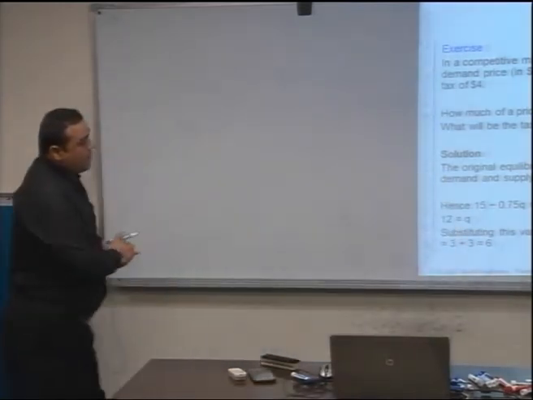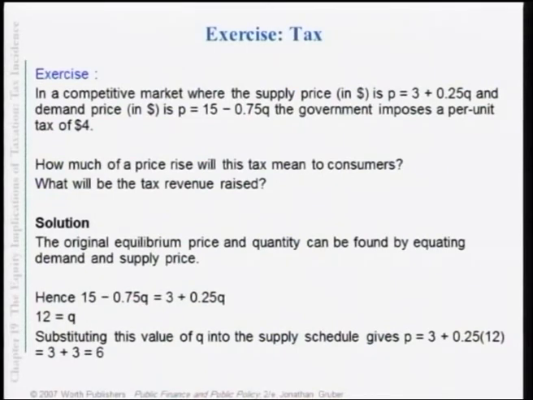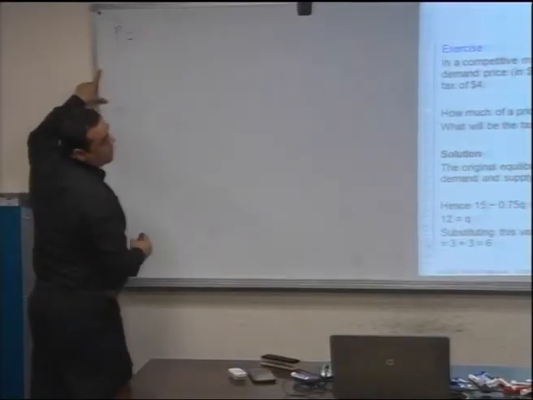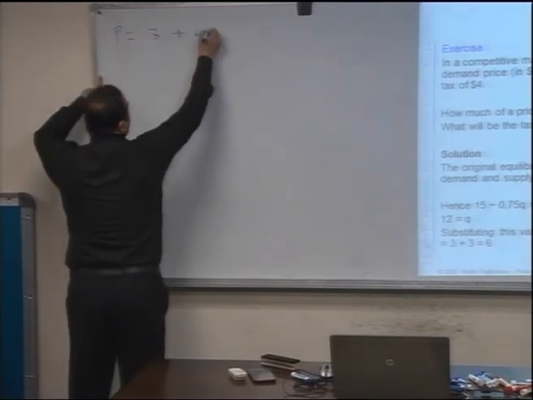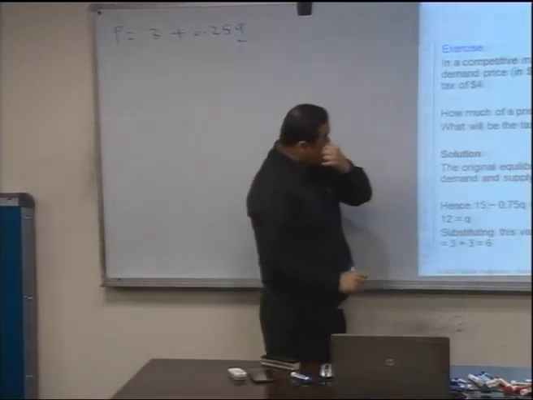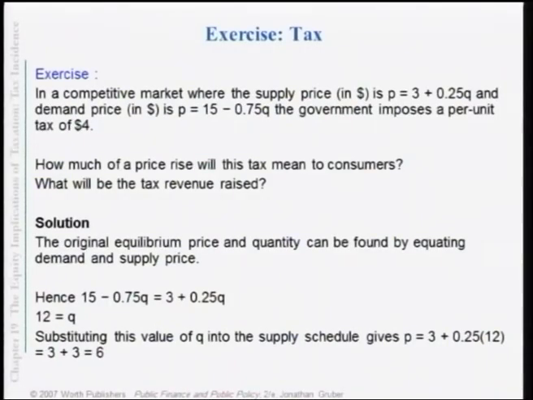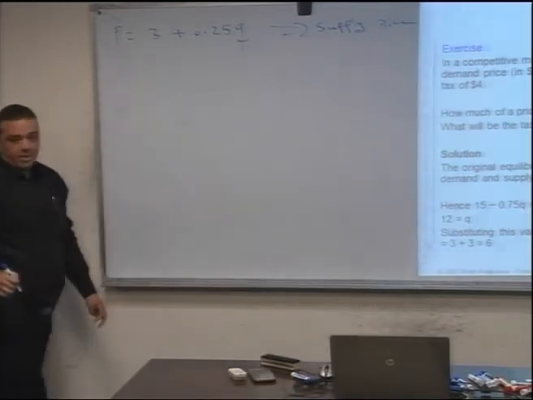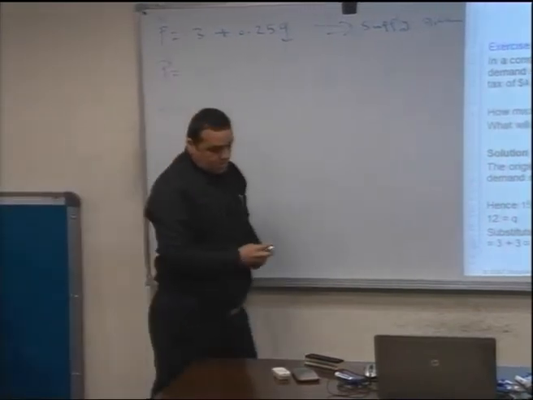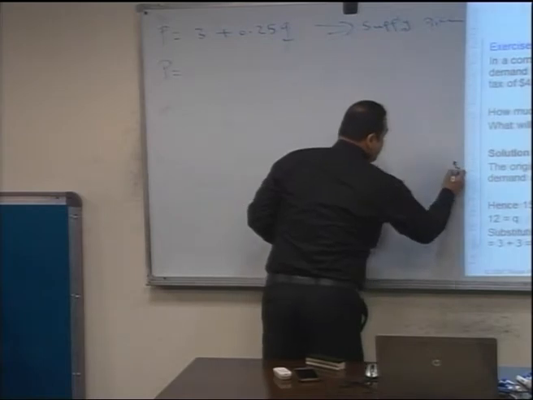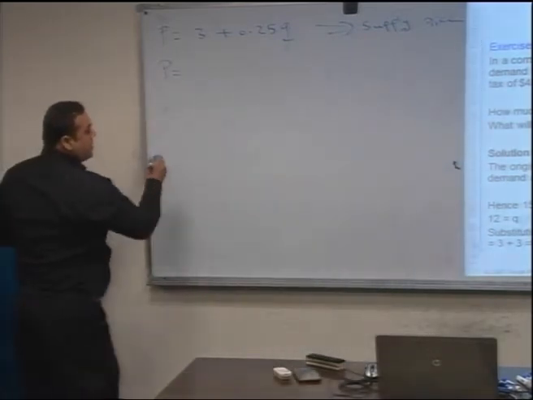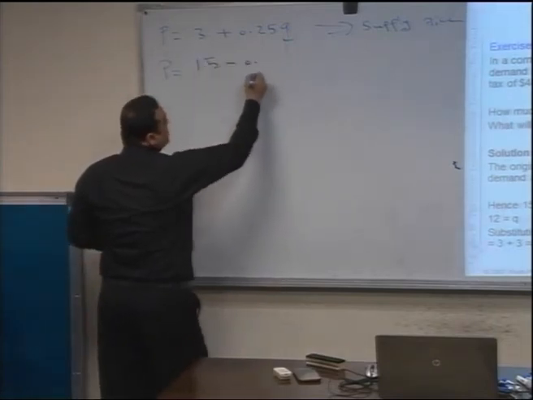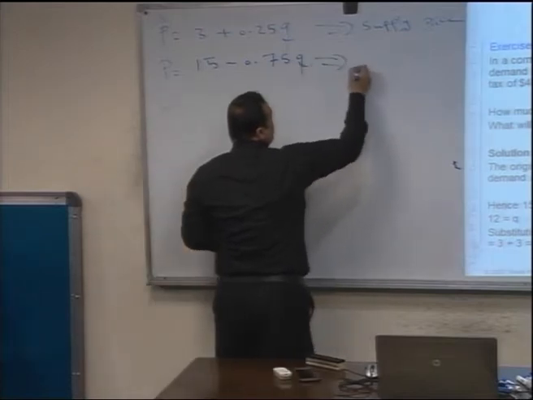We have the following example. In a competitive market where the supply price in US dollars is the inverse supply curve, P equals 3 plus 0.25 Q. And the demand price, P equals 15 minus 0.75 Q. This is the demand price.